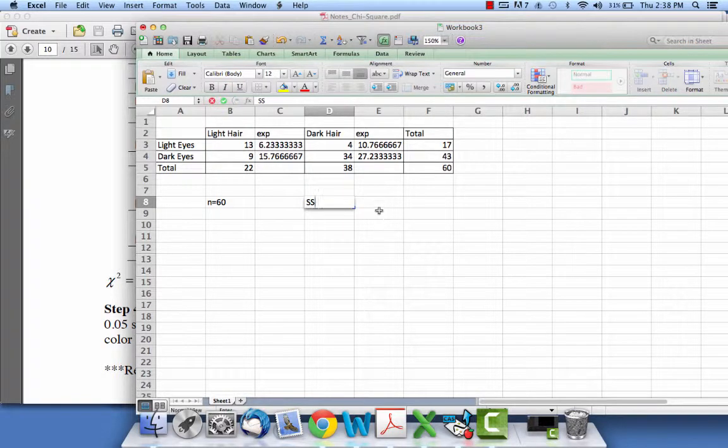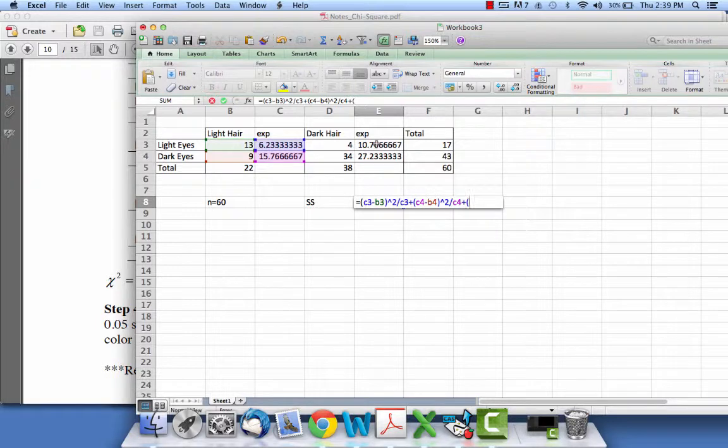Okay, so our sum of squares is going to be C3 minus B3. I may be doing these out of order, but it doesn't really matter because once you square it, it's the same thing. But I do have to make sure that I divide by expected. So divided by C3, plus, now I need C4 minus B4 squared divided by C4, plus.